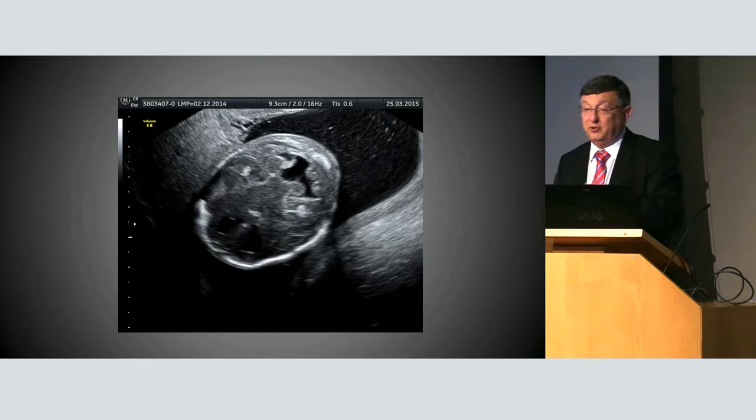We have follow-ups because we don't perform abortion. You think that in Israel we perform abortion for everything. No, in these cases we don't perform abortions if the vermis is normal. And we have 12 children that are developing very well.